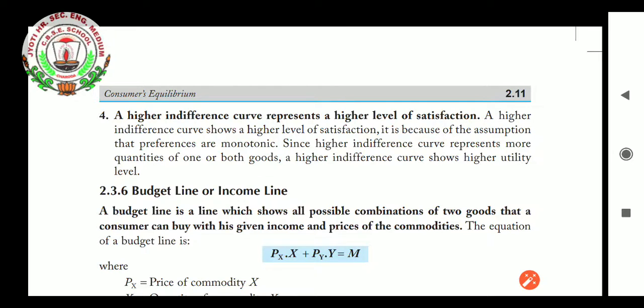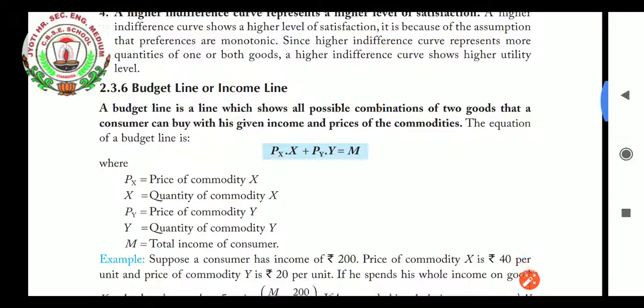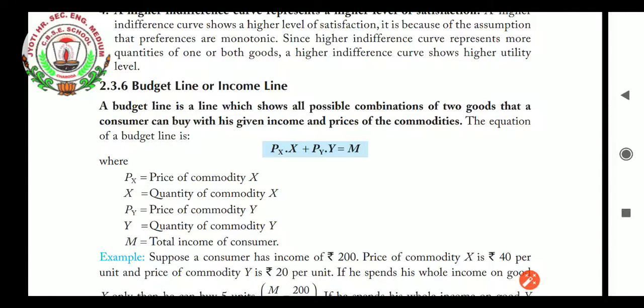Like for example, if your mother gives you rupees 100 for going to the market, it means in your hand only rupees 100 is there for the expenditure. Whatever goods you want to purchase, either the pencil, either the eraser or anything, it must be inside the budget line, that is rupees 100. If you are able to purchase within the 100 rupees, then only it will be called as budget line. So a budget line is a line which shows all possible combinations of two goods that a consumer can buy with his given income and prices of the commodities.